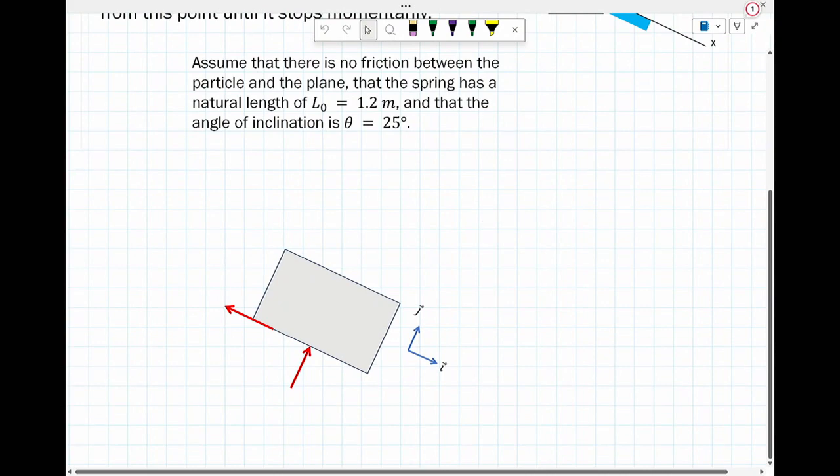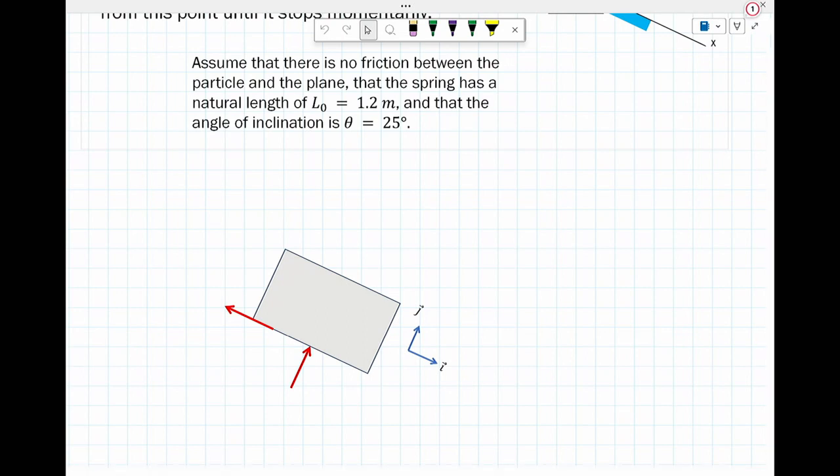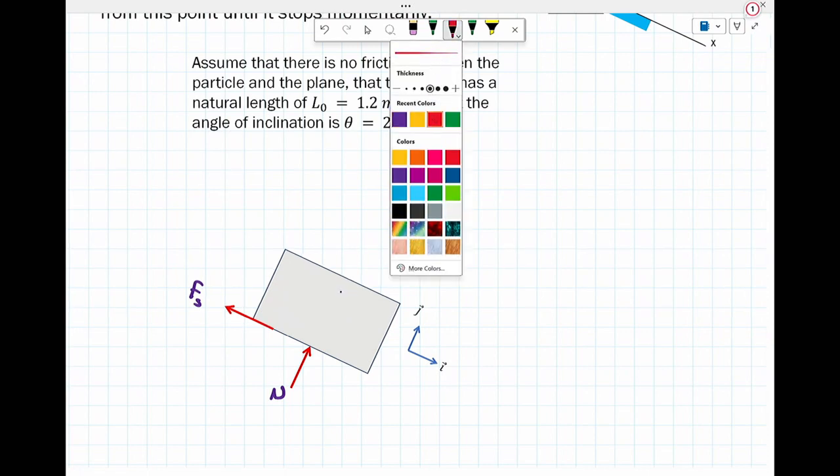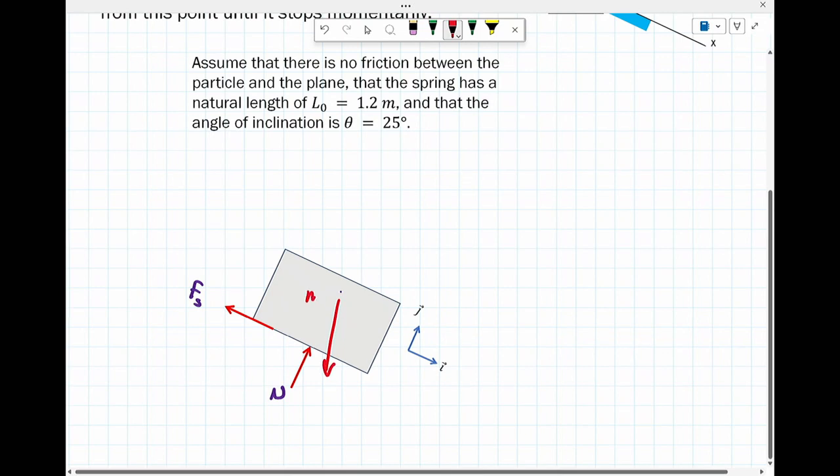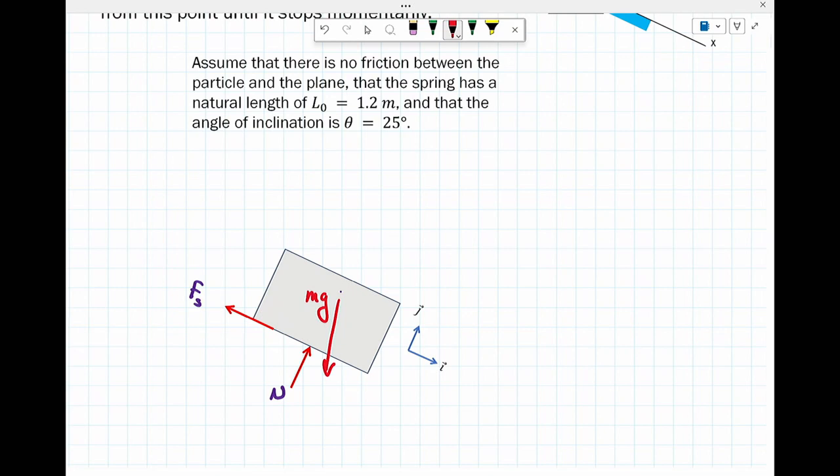So as is typical, you start out by writing all of the forces acting on this thing. I have the normal force. I've put it down here, but it's the force of the spring. And mg, which is acting vertically downward. And you'll notice that my coordinate system is set so that x is down the plane.